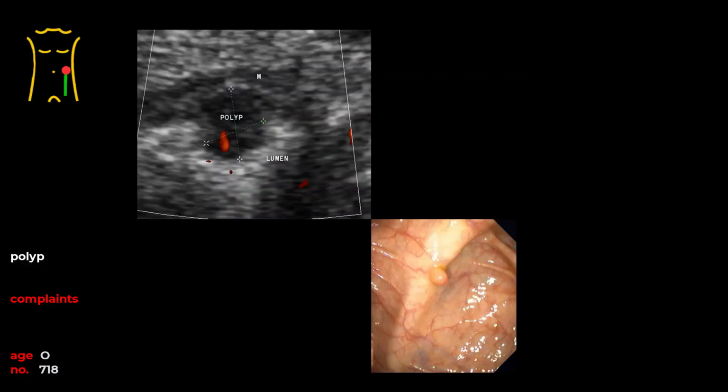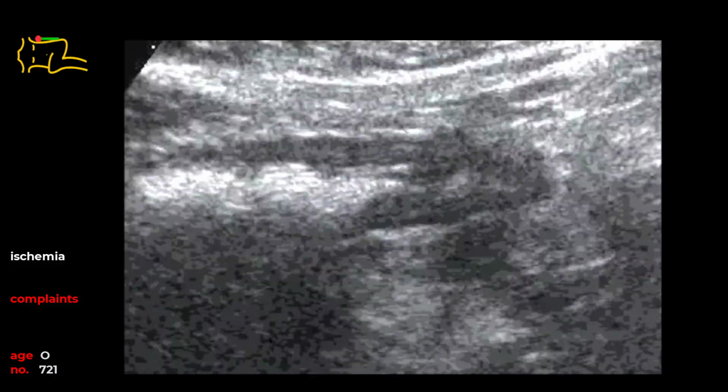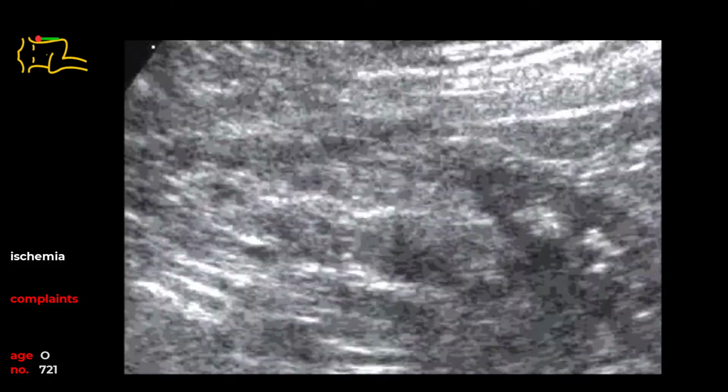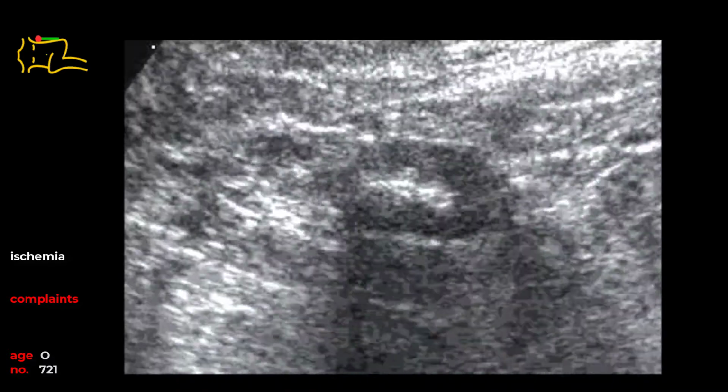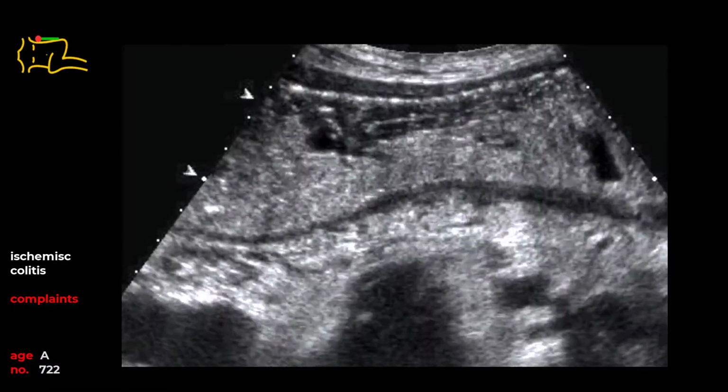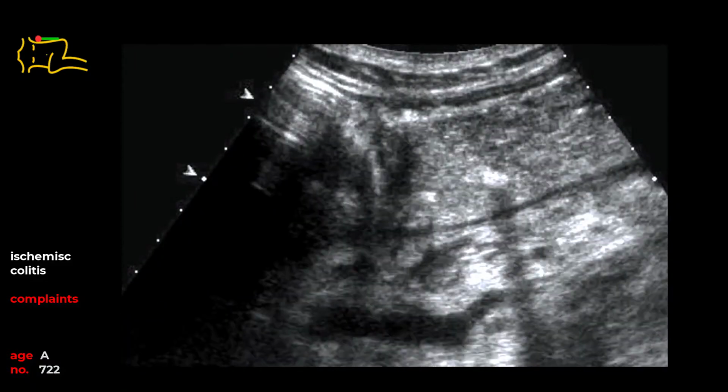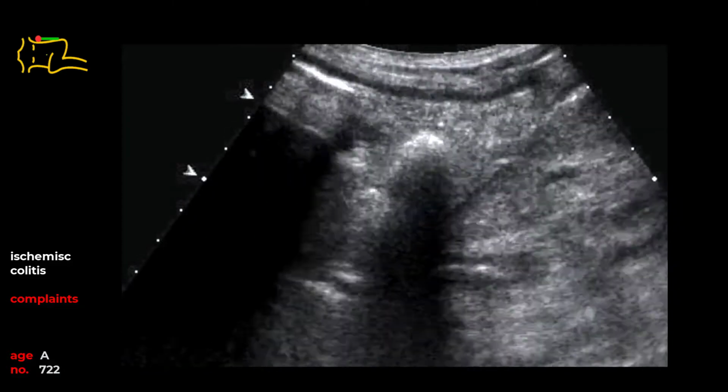717 was erased, and in 718 you see the echoscopic and the endoscopic feature of a sigma polyp. 719 was lost again, and in 720 you see the typical feature of the Crohn's disease long-standing in the left flexure. And 721 is the result 5 days after an ischemia. As well as you find it in 722.